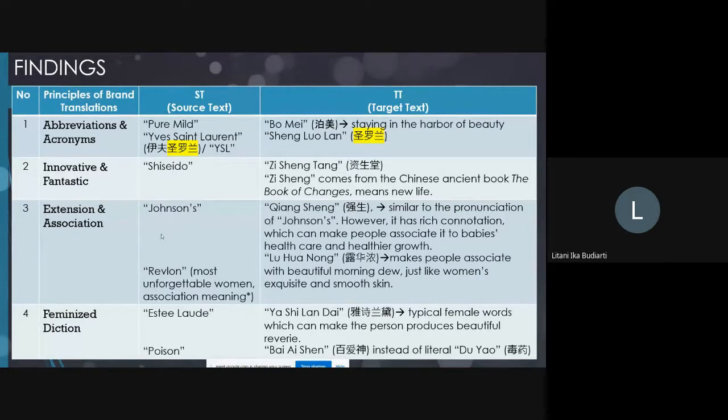And then we also have feminist diction. Estee Lauder becomes Yasin Landai, typical female words which can make the person purchase beautiful reverie. And Poison becomes Pai Aishan instead of literal Duyao. The literal translation of poison is actually Duyao, but when Chinese people see Duyao, they will think of it as poison in a negative way. So that's why they use Bai Aishan instead of Duyao.